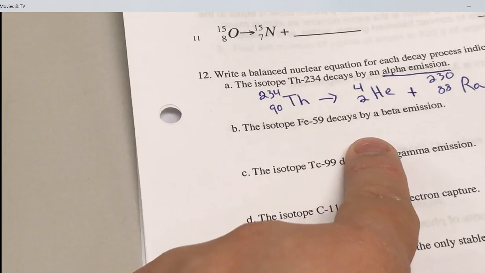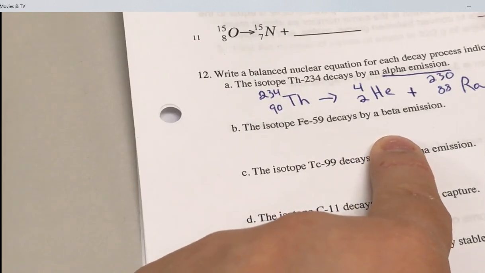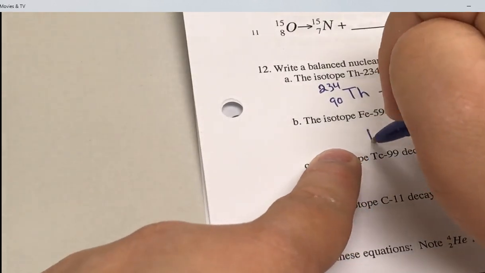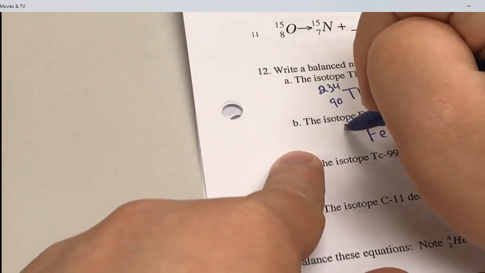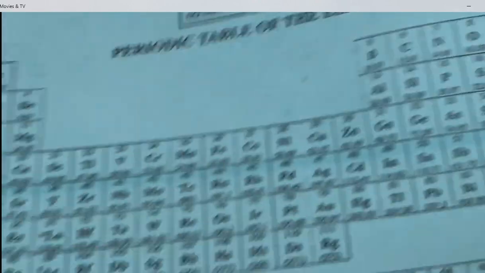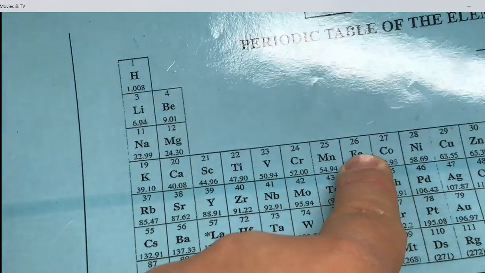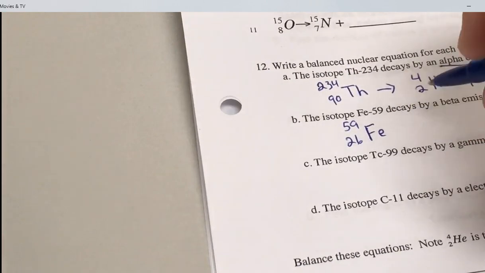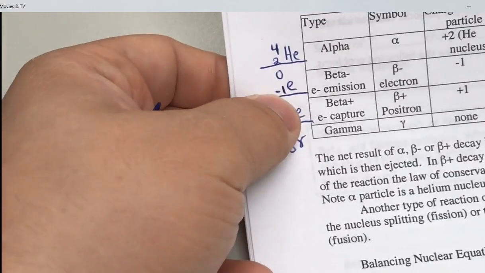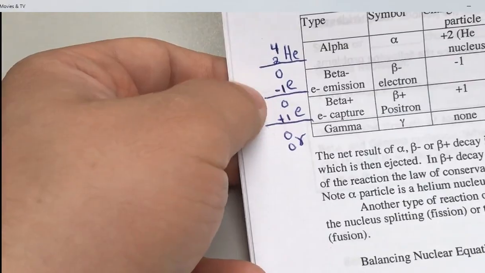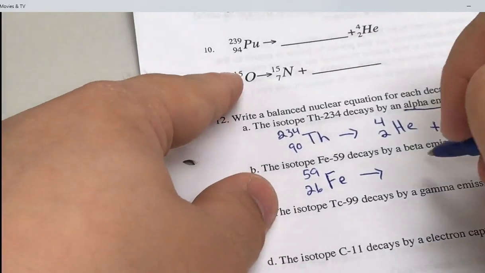Isotope Fe59 decays by a beta emission. Fe is iron. We're going to write Fe just like that. 59 is the mass number. That goes at the top. And then at the bottom, Fe is 26. And it says it decays by a beta emission. If we don't remember beta, we go back and look. Beta emission is 0, -1 E.